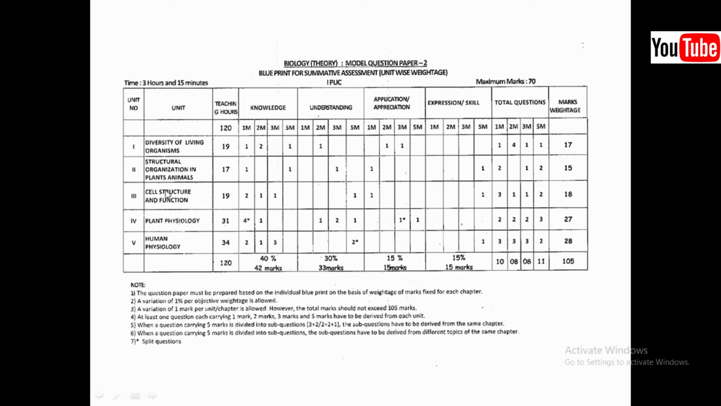The structural organization in plants and animals is of 15 marks. Cell structure and function is of 18 marks. Plant physiology is of 27 marks. And human physiology is around 28 marks, total 105 marks.